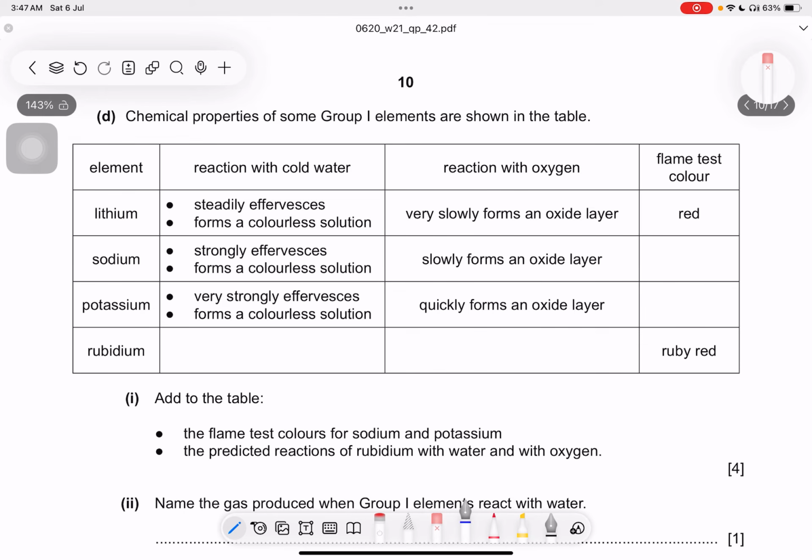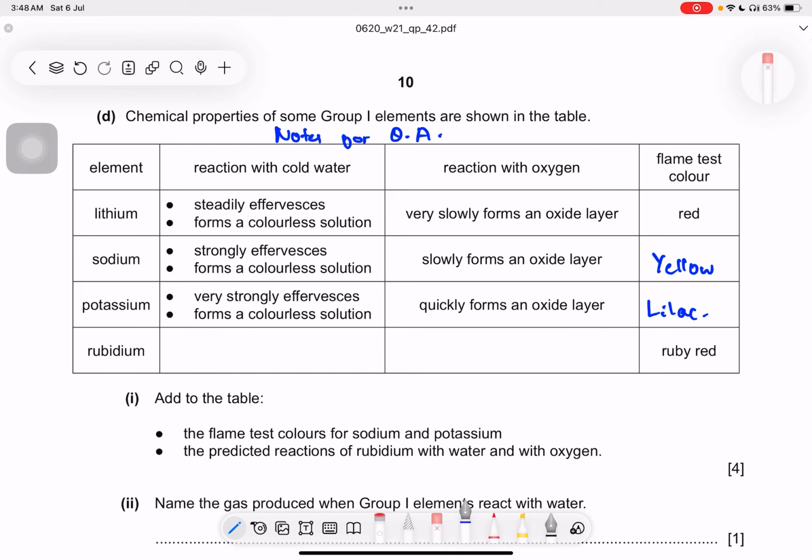Chemical properties of some group 1 elements are shown in the table. This is available in your notes for use in qualitative analysis in your syllabus. The reaction with cold water is given, and we have to add to the table the flame test colors for sodium and potassium. This is pure recall: lilac flame for potassium, yellow for sodium.